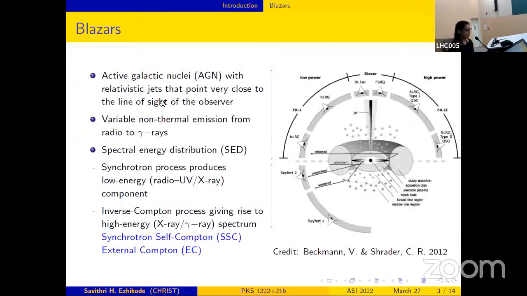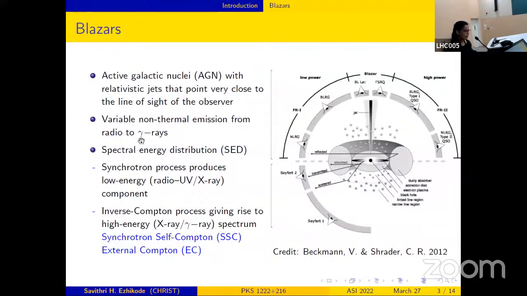So blazars are a subclass of active galactic nuclei, which have highly collimated jets that point very close to the line of sight of the observer. And the emissions from blazars are non-thermal in nature, and they emit radiation from radio to very high energy gamma rays, and they are also often highly variable.